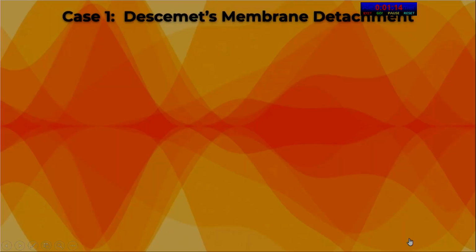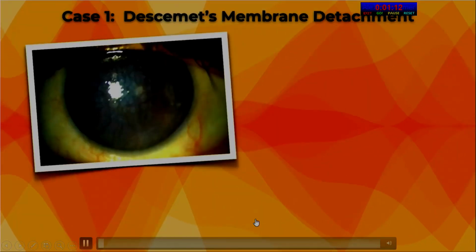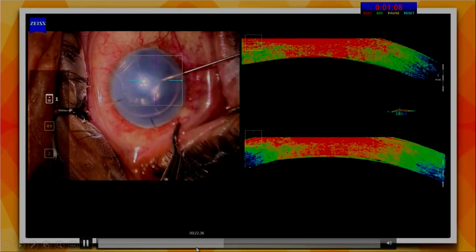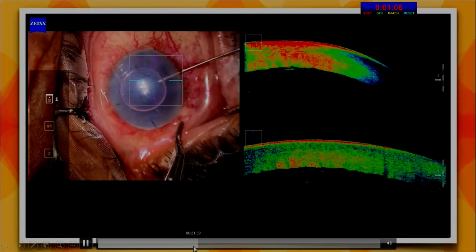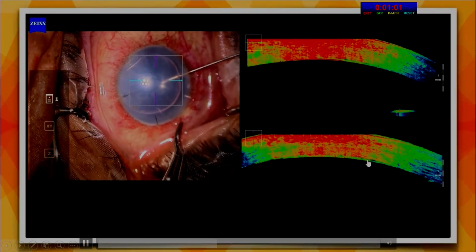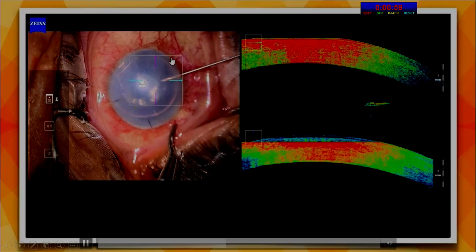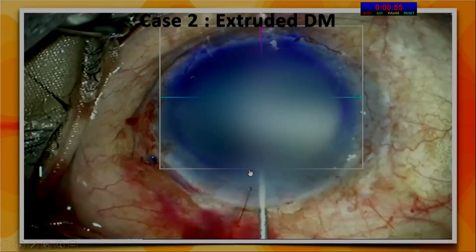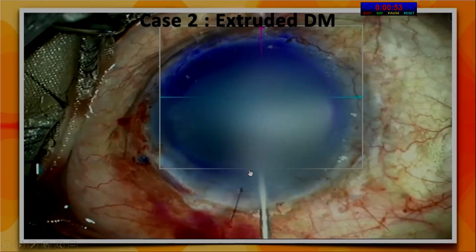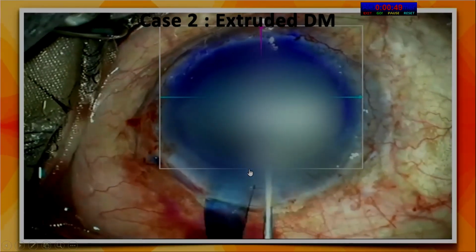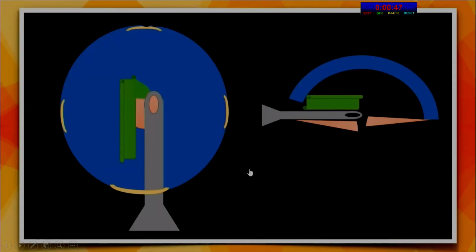I've added a few videos. This was the case of Descemet's membrane detachment, where with the injection of intracameral air, we appreciate that the Descemet's membrane has attached due to the pressure from the gas. This is the second case which I already explained. Extruded Descemet's membrane: as we are injecting fluid, the Descemet's scroll has come out, so we again injected it back.